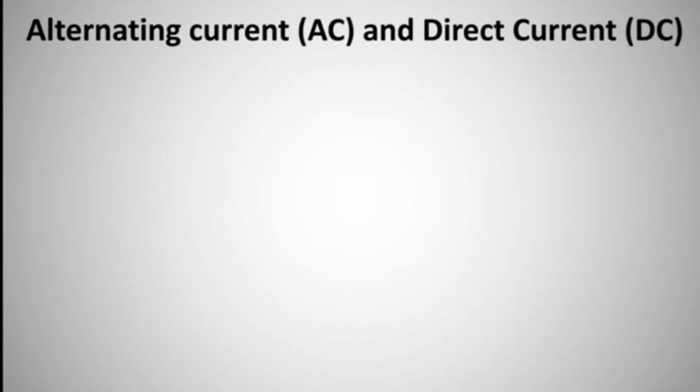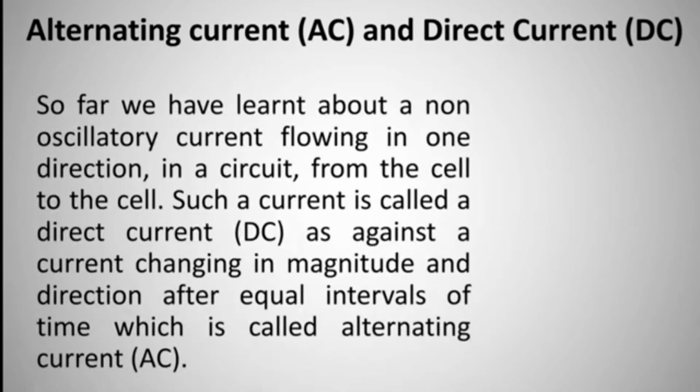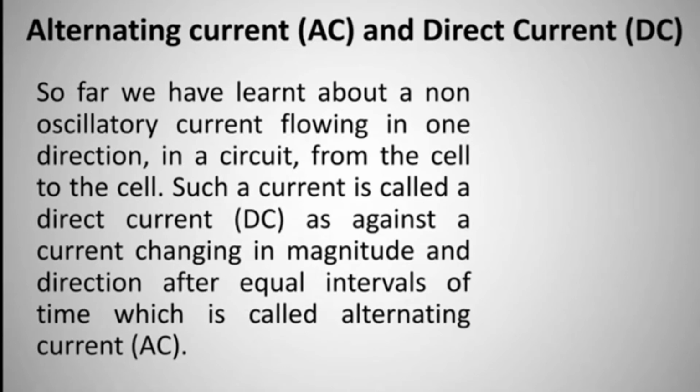Alternating current, AC, and direct current, DC. So far we have learned about a non-oscillatory current flowing in one direction in a circuit from the cell to the cell. Such a current is called direct current. As against this, current changing in magnitude and direction after equal intervals of time is called alternating current.